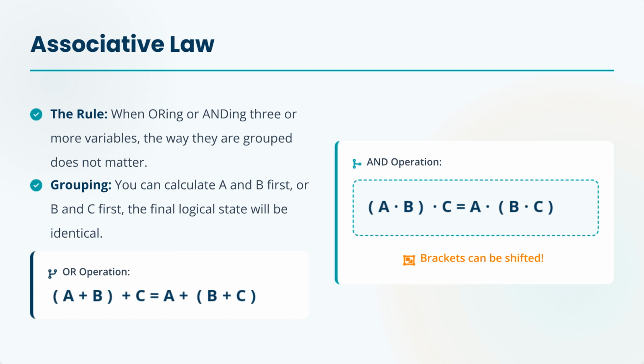The associative law applies when ORing or ANDing three or more variables. The way they are grouped does not affect the outcome. Brackets can be shifted, so A plus (B plus C) equals (A plus B) plus C, and A times (B times C) equals (A times B) times C.